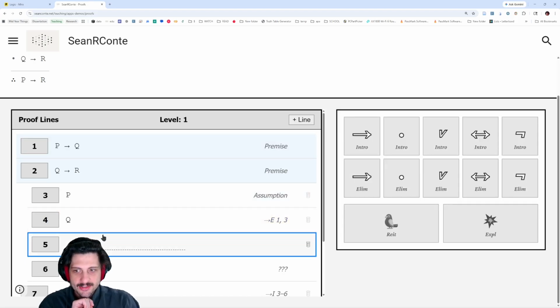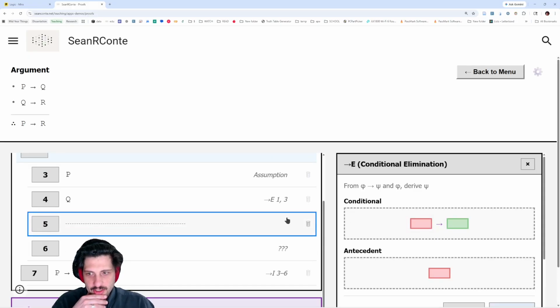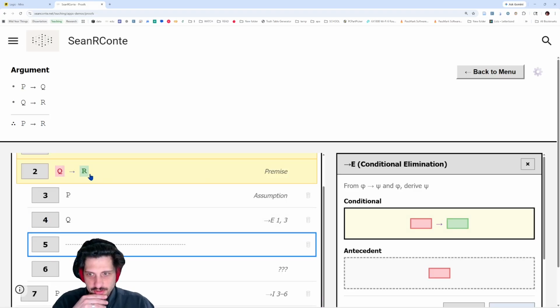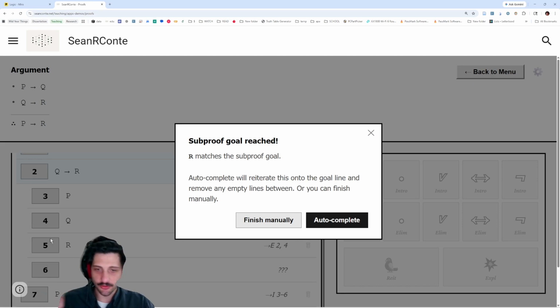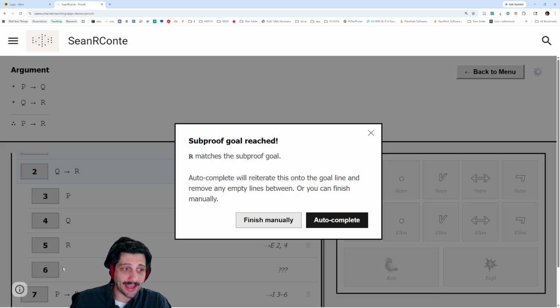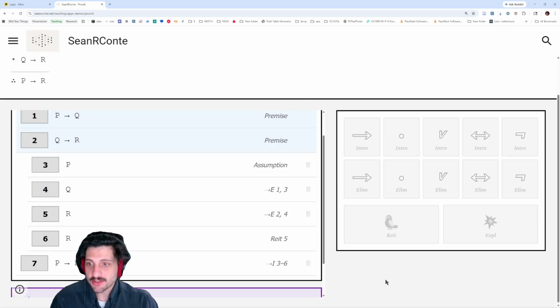And now I can do the same exact thing. I have my Q, matches the left-hand side of this conditional. So we can do our conditional elimination again, because now we have this conditional here, and we have the left-hand side of that conditional, and so, of course, it's going to yield R. And as soon as we reach R, the whole point was that was the target of our subproof. So what we've shown is that P really does lead to R.